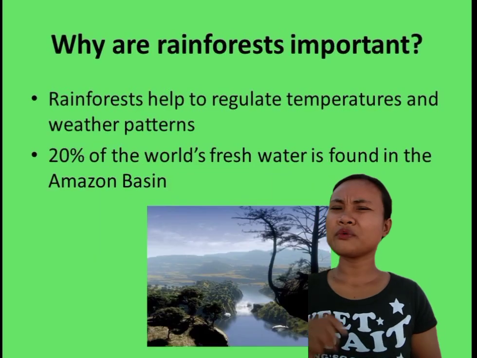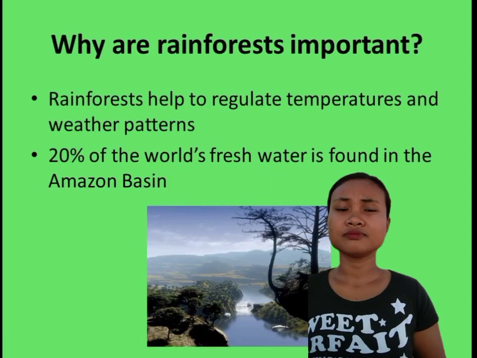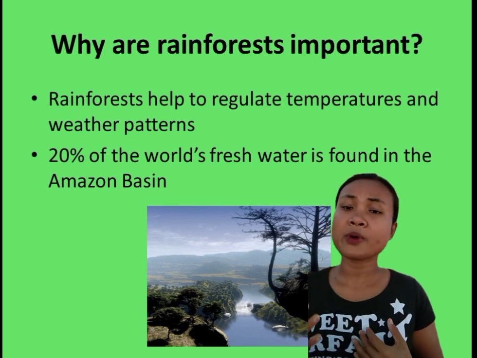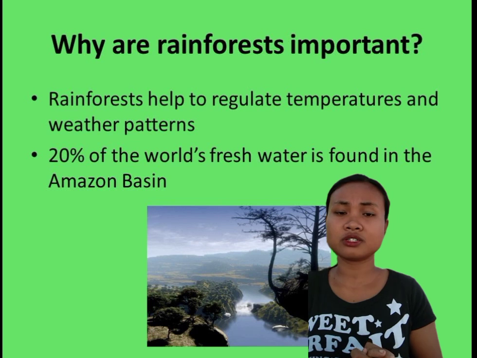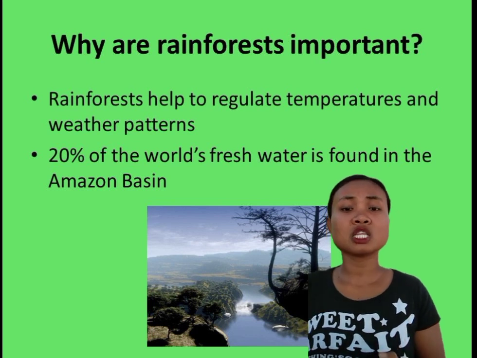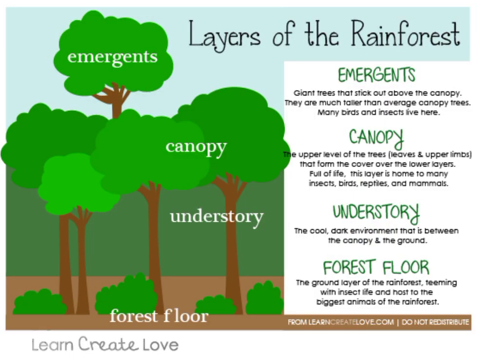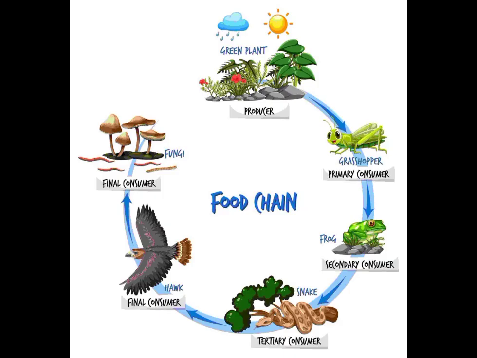So, why are rainforests important? Rainforests help to regulate temperatures and weather patterns. 20% of the world's fresh water is found in the Amazon basin. The image is provided to fully understand the layers of the rainforest. The second picture is all about food chain.